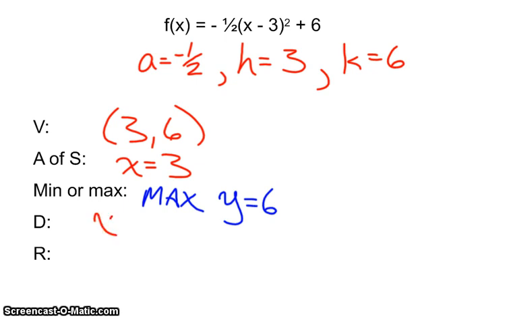Our domain, x, is a member or an element of all the real numbers. Those are all possible values for x. And last but not least, our range. Because it's a max value, we know the numbers aren't going to get any bigger than 6, so y is going to be less than or equal to 6.